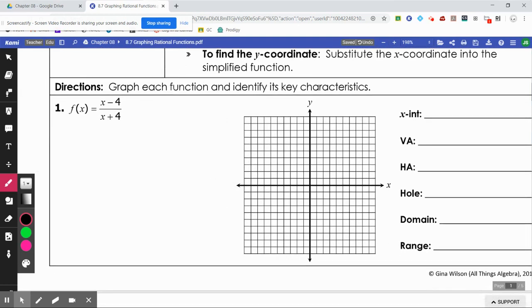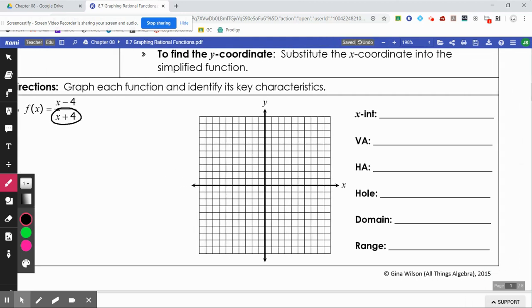Okay, here we go. Step number 1, identify any domain restrictions. This is the way I like to do it. Domain restrictions occur anywhere you would be dividing by 0. What could I plug in for x that I would have division by 0? X will never equal -4. Now, one of two things is happening at those domain restrictions. Either you have a hole or you have a vertical asymptote there.